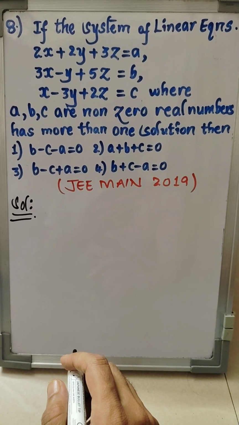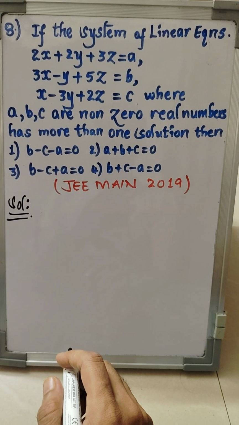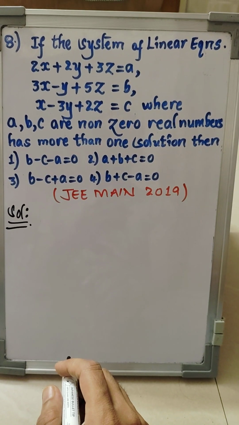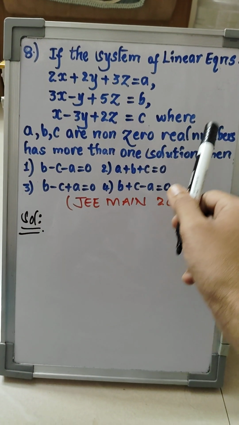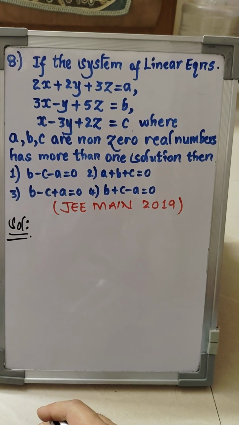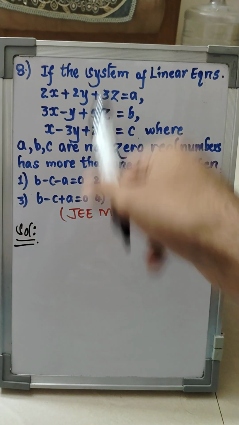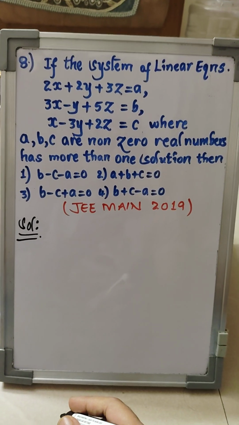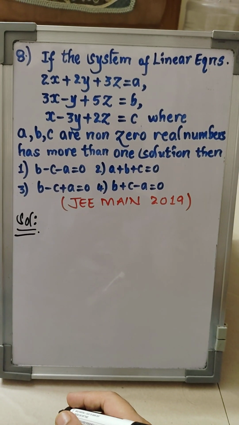This is a JEE problem of 2019. If the system of linear equations like this have been given, where a, b, c are non-zero real numbers, has more than one solution, then which of the following options is right?